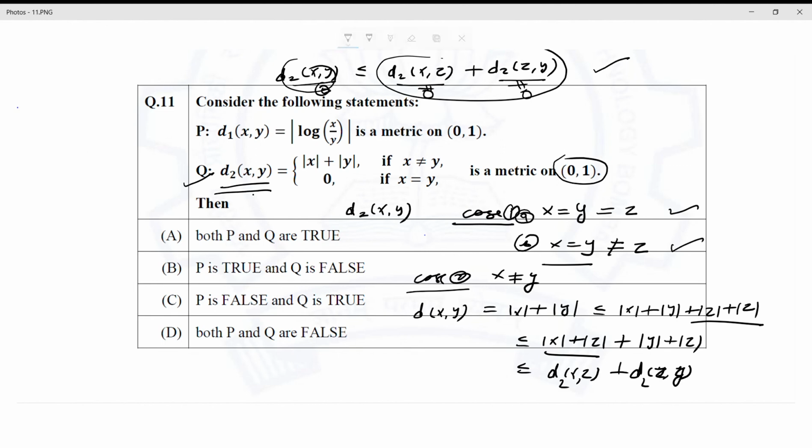So which option will be correct? This is option A. Both p and q are true, meaning d1 and d2 both are metrics on this open interval (0, 1).